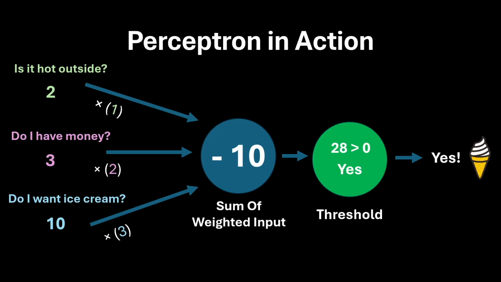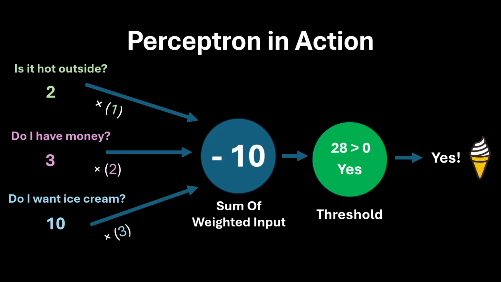Let's look at an actual example of how a perceptron would work in real life. Imagine you're deciding if you want to buy ice cream or not. In this case, the things you might be considering are, 1, is it hot outside? 2, do I have money? And maybe 3, do I even want ice cream right now? And let's say we rate these questions on a scale from 1 to 10, 1 being it's freezing cold and 10 being it's super hot, for example.